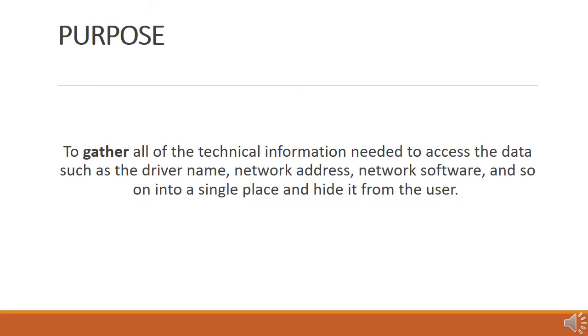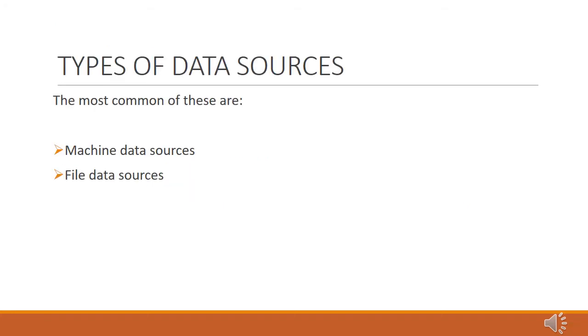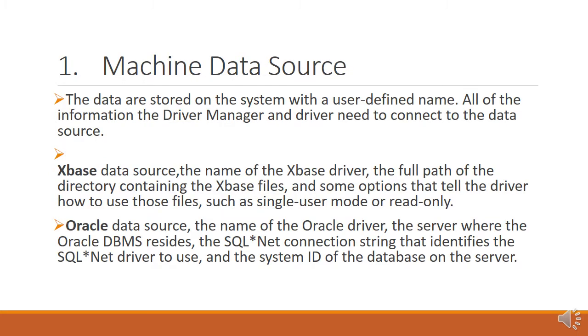The purpose of data source is to gather all the technical information needed to access the data, such as the driver name, network address, network software, and so on, into a single place and hide it from the user. The most common data sources are machine data source and file data source. Next, we proceed to machine data source.